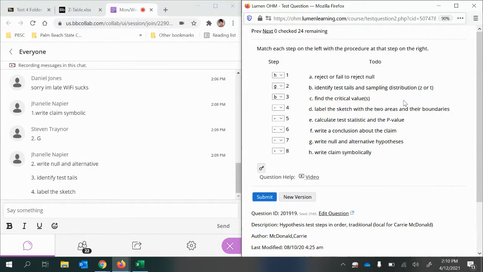Label the sketch. Well, you do start thinking about how you're going to label the sketch, but is it possible to do that before you have the items that would be labeled on the sketch?